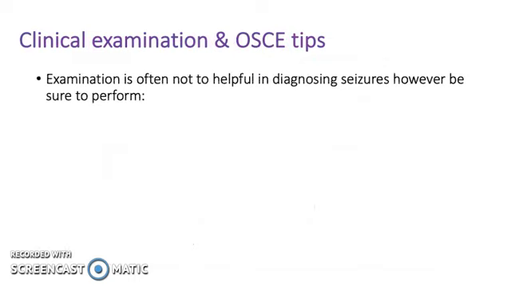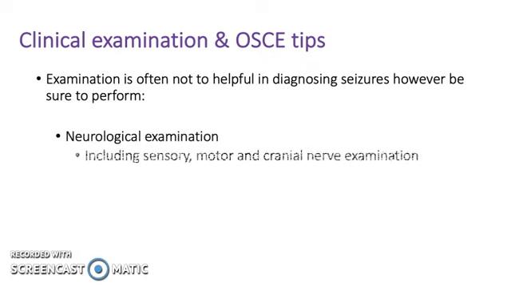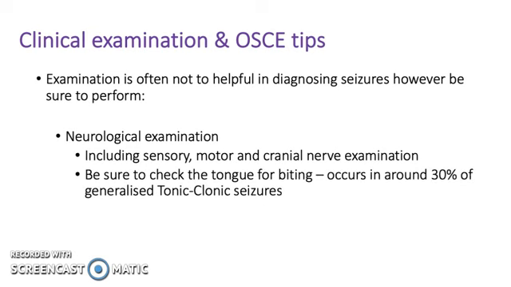Examinations will often not identify any signs that help make a diagnosis of epilepsy. However, be sure to conduct a full neurological examination to rule out other differentials. Neurological examination should include motor system, sensory system, and cranial nerves. A common finding in patients who have had tonic-clonic seizures is biting of the tongue, so be sure to check this during your examination. Test your knowledge on the next few questions.